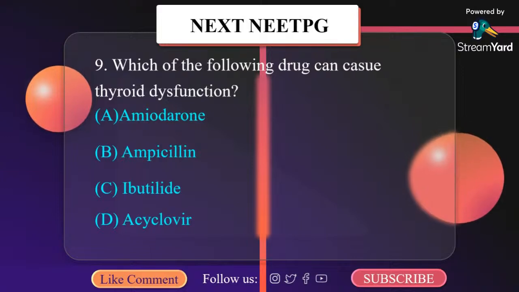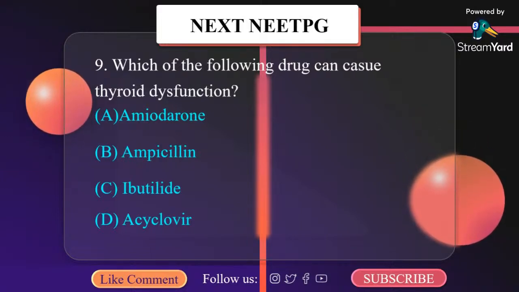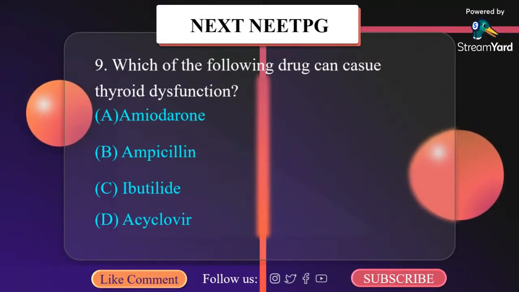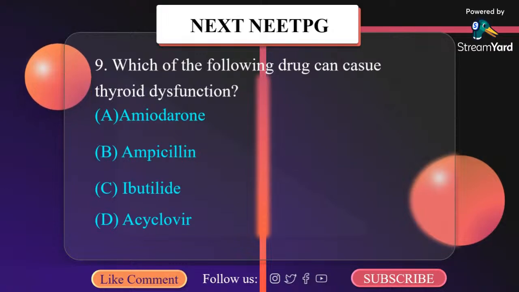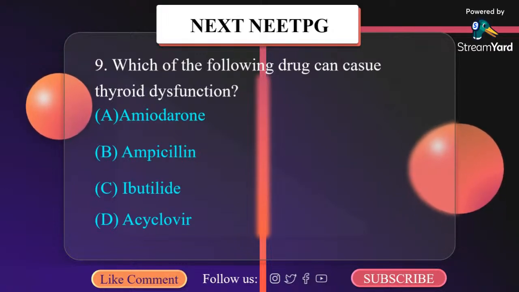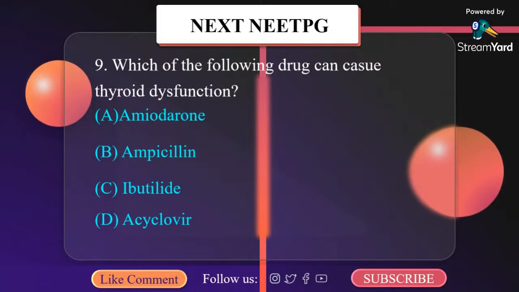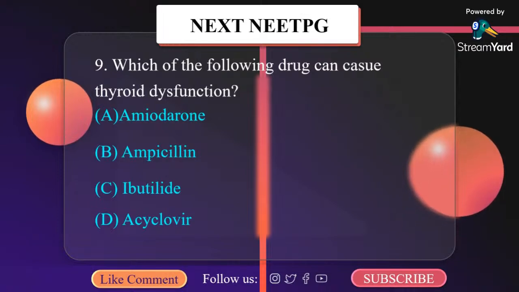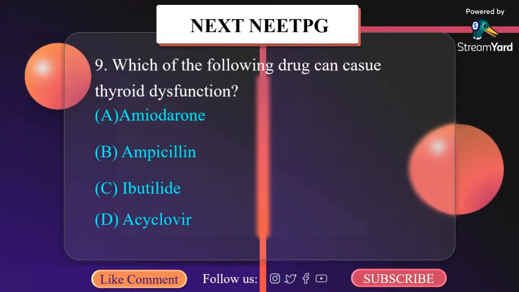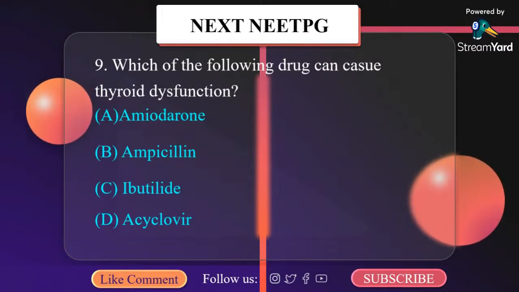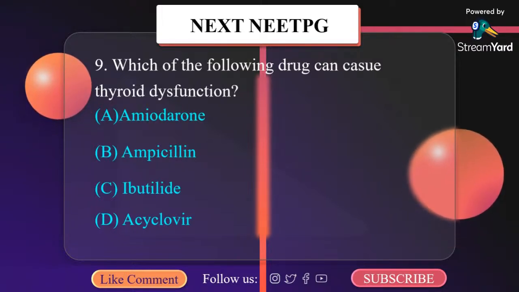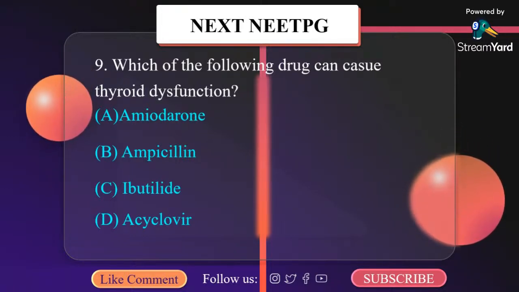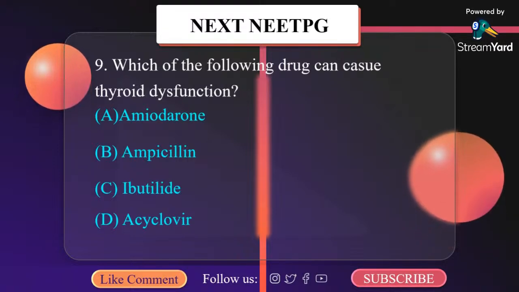Which of the following drugs can cause thyroid dysfunction? A. Amiodarone, B. Ampicillin, C. Ibutilide, D. Acyclovir. So amiodarone causes hypothyroidism. Now let us look at other drugs causing hypothyroidism. Lithium causes hypothyroidism. Sulfonamide, phenobarbital, phenytoin, amiodarone, PAS, para-aminosalicylic acid, rifampicin, carbamazepine. So it is amiodarone which causes thyroid dysfunction.